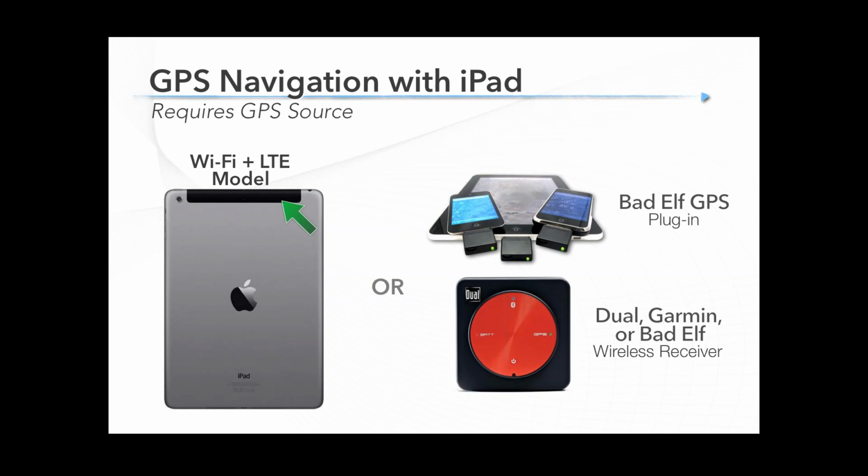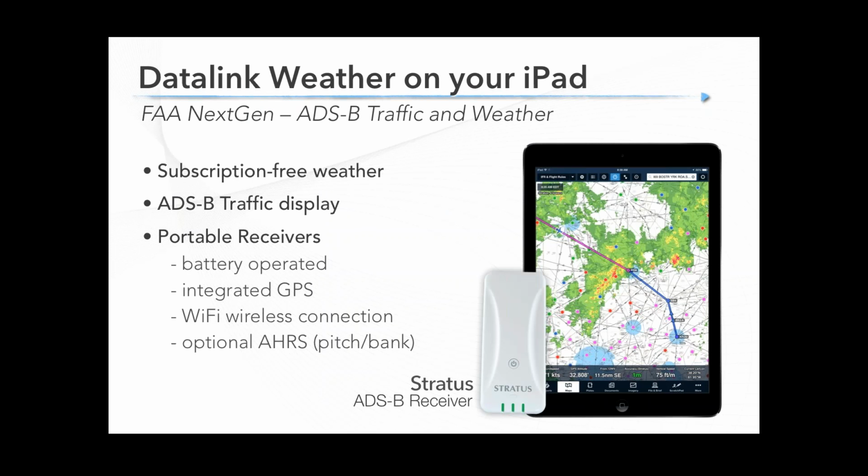Or you have the option for a Bluetooth wireless receiver, again made by companies Dual, Garmin, which many of us know, and Bad Elf. And if Bad Elf is a term that is new to you, that's probably one of the leading GPS manufacturers for iPad. So it's kind of a funny name, but a very reputable GPS manufacturer for the product.